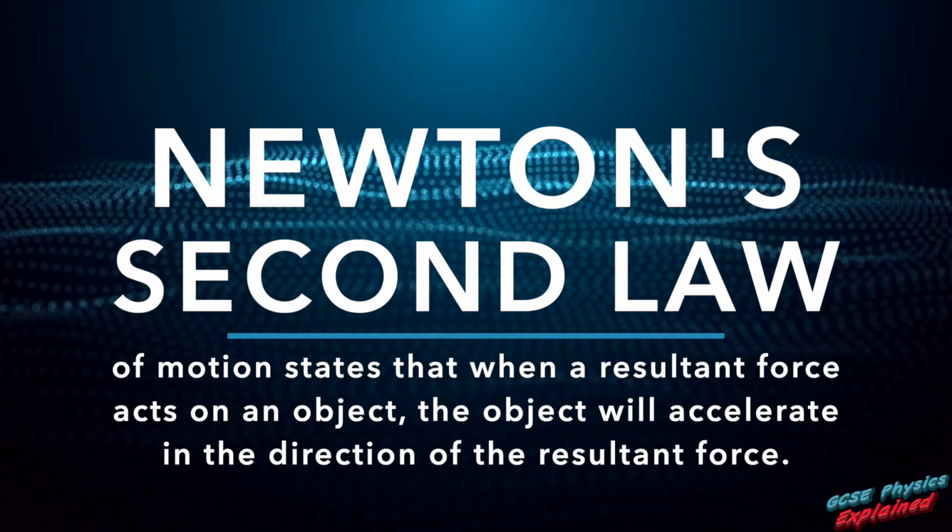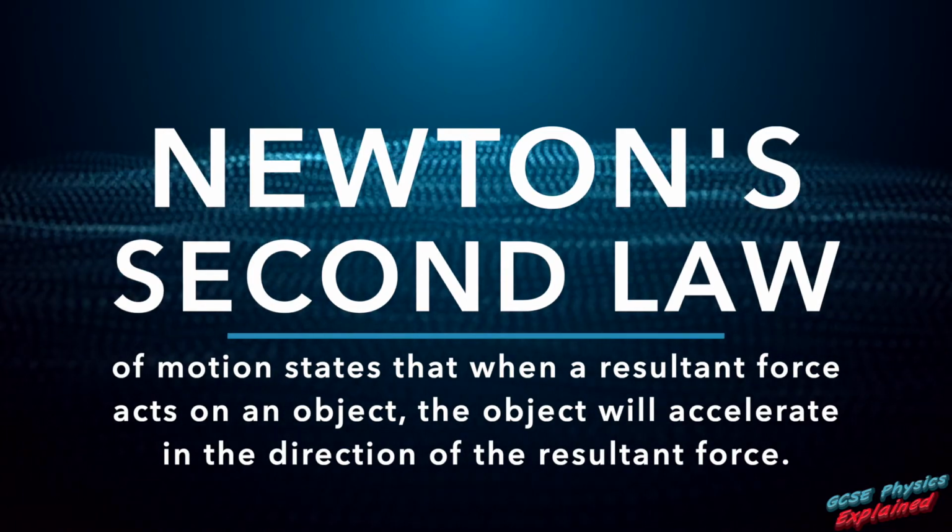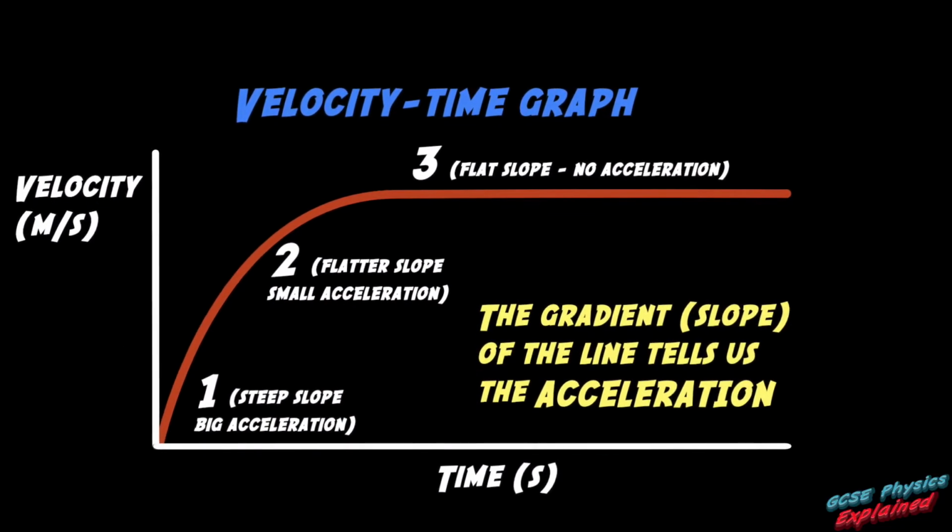I'll give you an example to explain what I mean, and I'll show you a velocity time graph so you can see how resultant force and acceleration are connected. The slope of the velocity time graph tells us the acceleration. If it's a steep slope, it's a big acceleration. If it's a gentle slope, it's a small acceleration. And if the slope is flat, there's no acceleration.